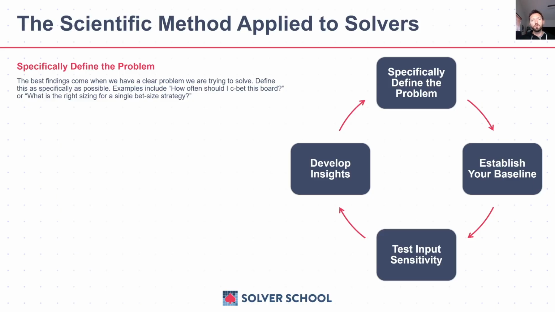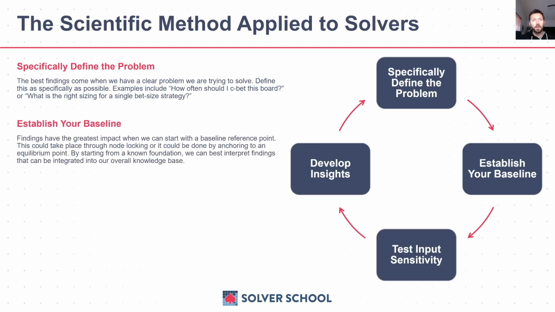I'll continue to mention this throughout the course, but defining a problem right away is the best way to work through solvers. Rather than haphazardly diving into outputs, we want to start with a clear problem that we're trying to solve and define that as specifically as possible. So that could be things like, how often should I continuation bet this board? Or what is the right sizing for a single bet strategy? The problems don't necessarily matter in detail right there, but it matters that you do have a problem that you're trying to solve.